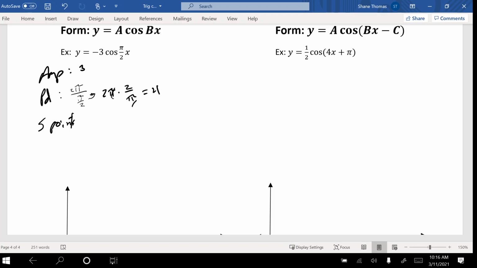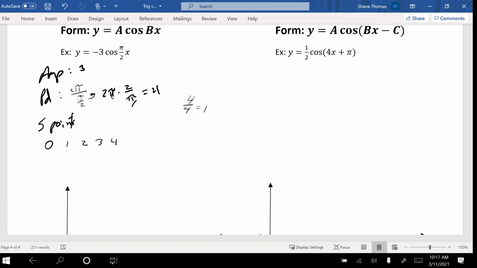So in this case, it's going to look more like a normal graph for me because I can just graph 1, 2, 3, 4 and up 1, 2, 3. So that would be a period of 4. My 5 points, again, I'm starting at 0, so this one's going to be really easy because that's my first point. To find my 5 points, I take my period divided by 4, which is going to be 1. So I add 1, 1, 1, 1. So my points are 0, 1, 2, 3, 4.